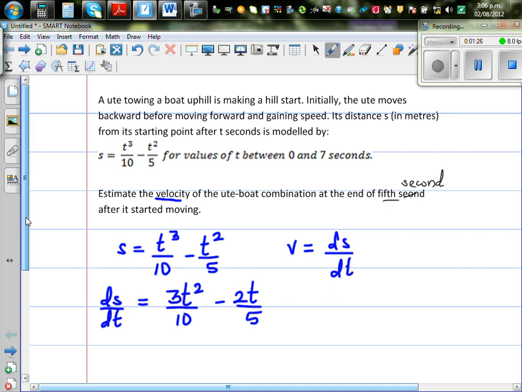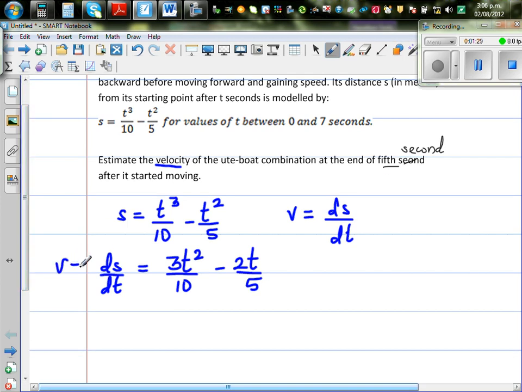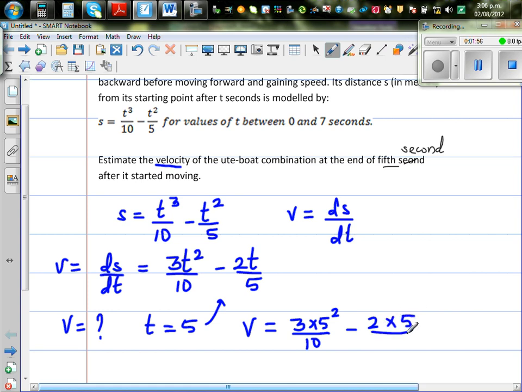So your ds by dt, which is v, so your velocity is ds by dt, which is 3t squared over 10 minus 2t over 5. So the question is, what is your velocity when t is equal to 5 seconds? That's as simple as that. So to put this back in this equation, your velocity when t is 5 would be 3 times 5 squared over 10 minus 2 times 5 over 5.